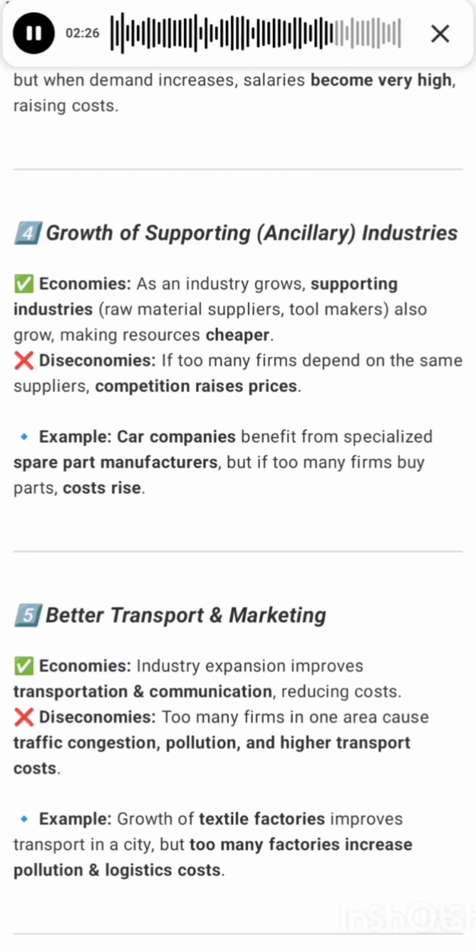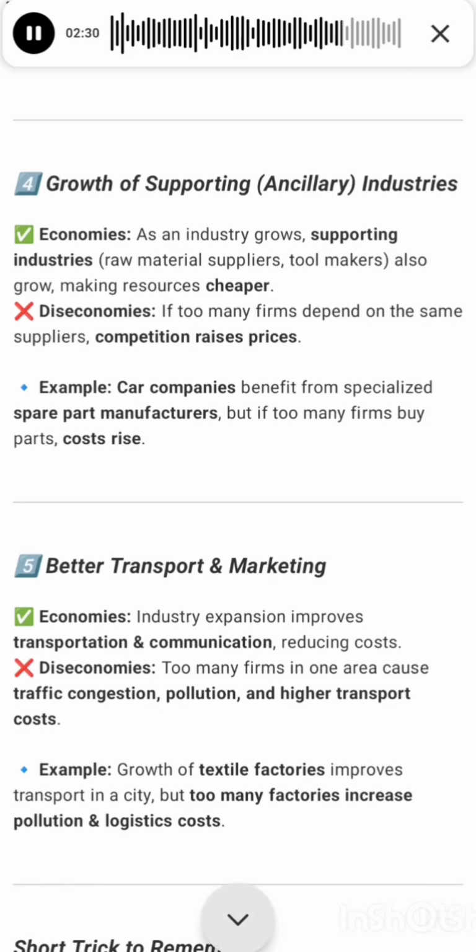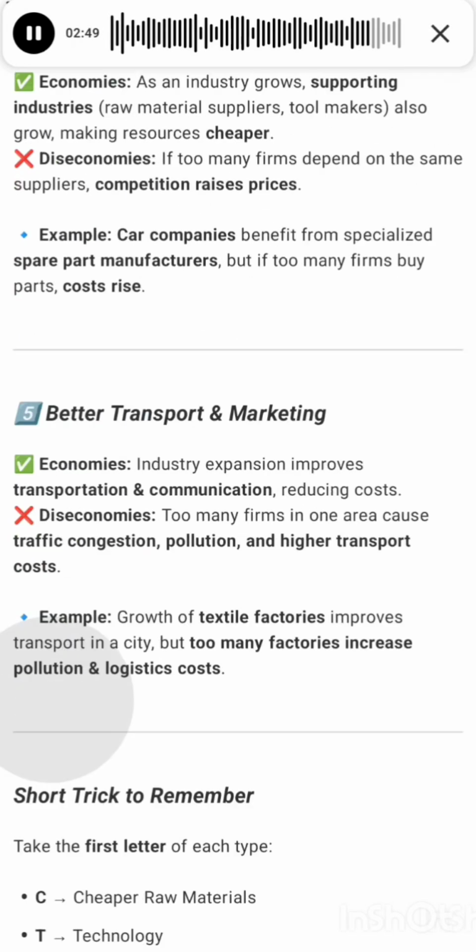5. Better transport and marketing. Economies: industry expansion improves transportation and communication, reducing costs. Diseconomies: too many firms in one area cause traffic congestion, pollution, and higher transport costs. Example: growth of textile factories improves transport in a city, but too many factories increase pollution and logistics costs.